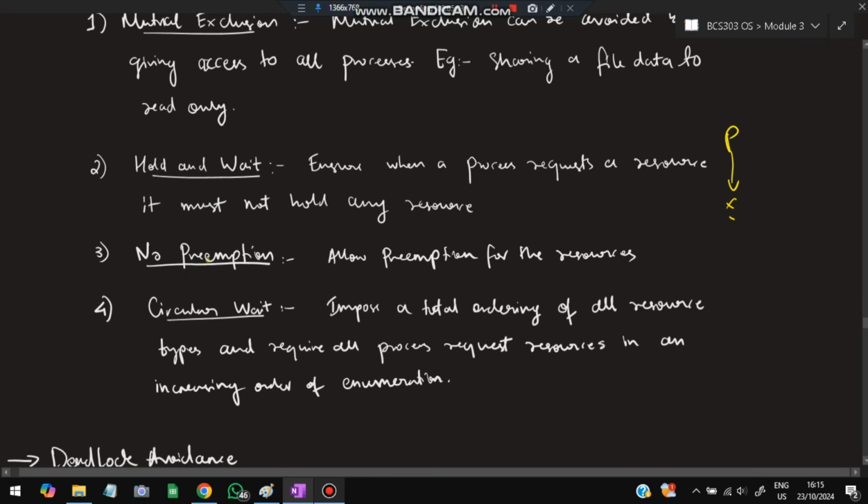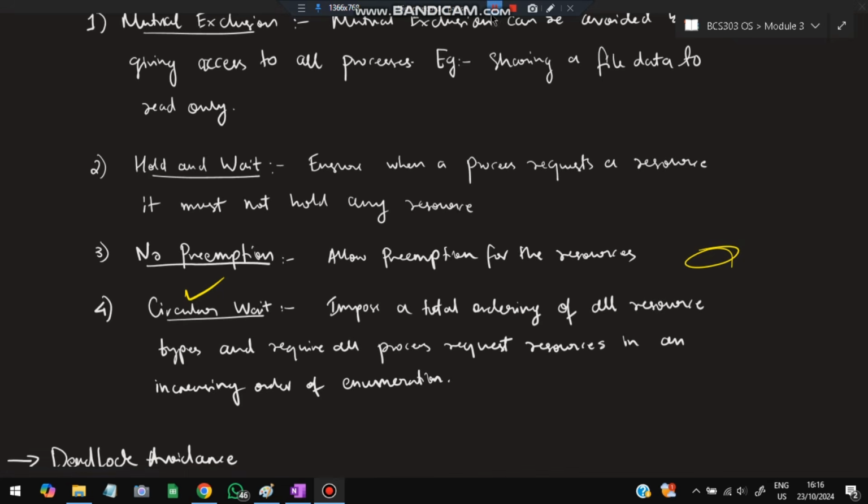In this case, no preemption will not be valid, and circular wait will not be valid when we ensure that total ordering of all the resource types is present. So the required resources' execution should happen in increasing order of enumeration. All the processes will have numbers, and based on the numbering only, they will be given the chance to execute. So the circular wait will not happen because the order is already defined. There is no waiting concept here.